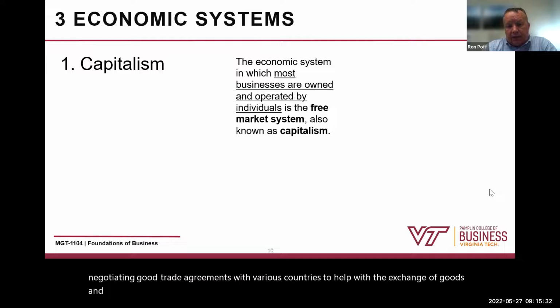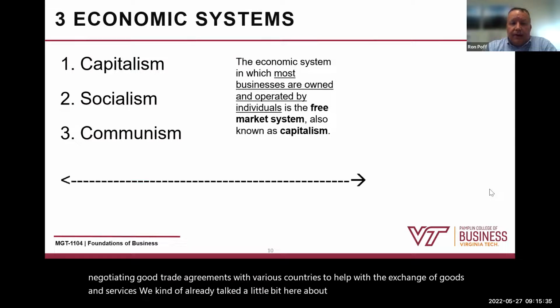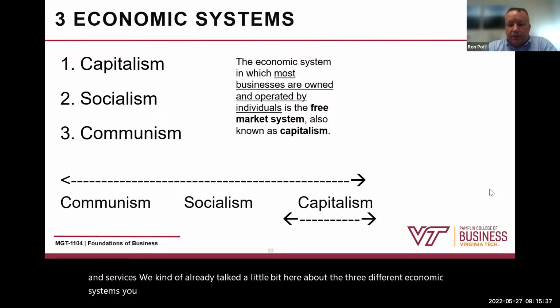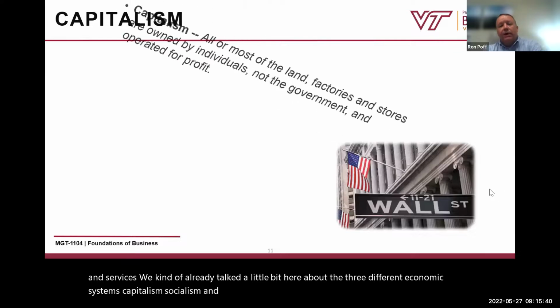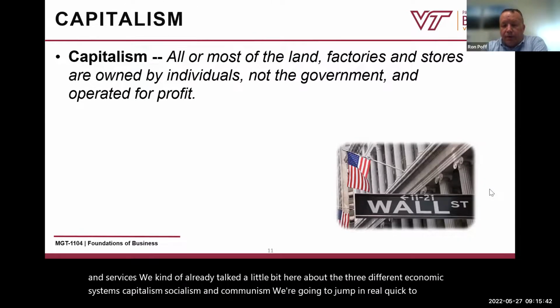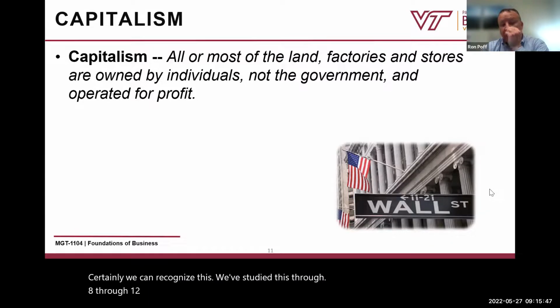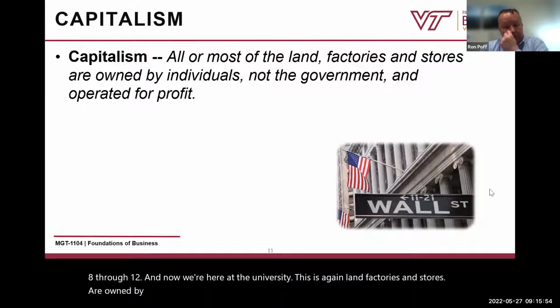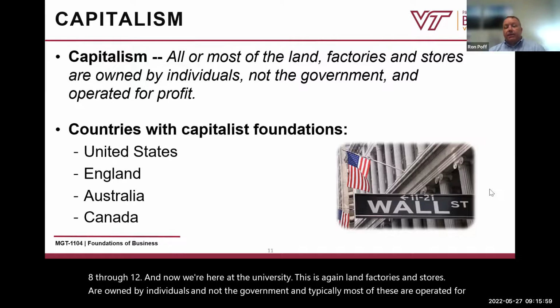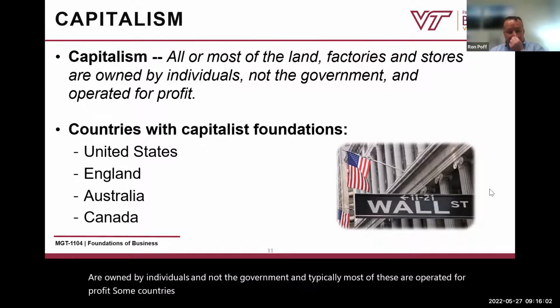We've kind of already talked a little bit here about the three different economic systems, capitalism, socialism, and communism. We're going to jump in real quick to capitalism. Certainly we can recognize this. We've studied this through K through 12, and now we're here at the university. This is, again, land, factories, and stores are owned by individuals and not the government. And typically most of these are operated for profit. Some countries with capitalist foundations, not surprisingly, United States, England, Australia, and Canada.